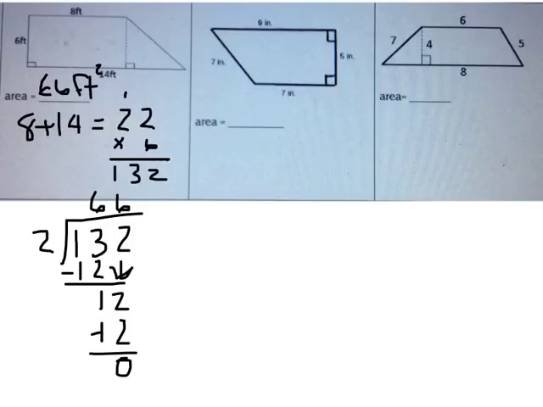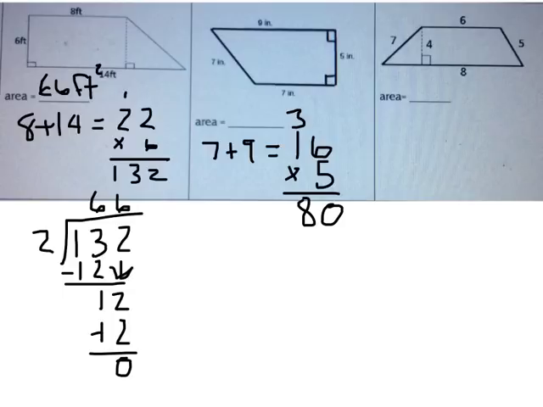Let's look at another example. Let's find the area of this trapezoid. First, the two bases are 7 and 9. What's 7 plus 9? 7 plus 9 is 16. What's the height? It's 5. What's 16 times 5? 5 times 6 is 30. 5 times 1 is 5, plus 3 more is 8.